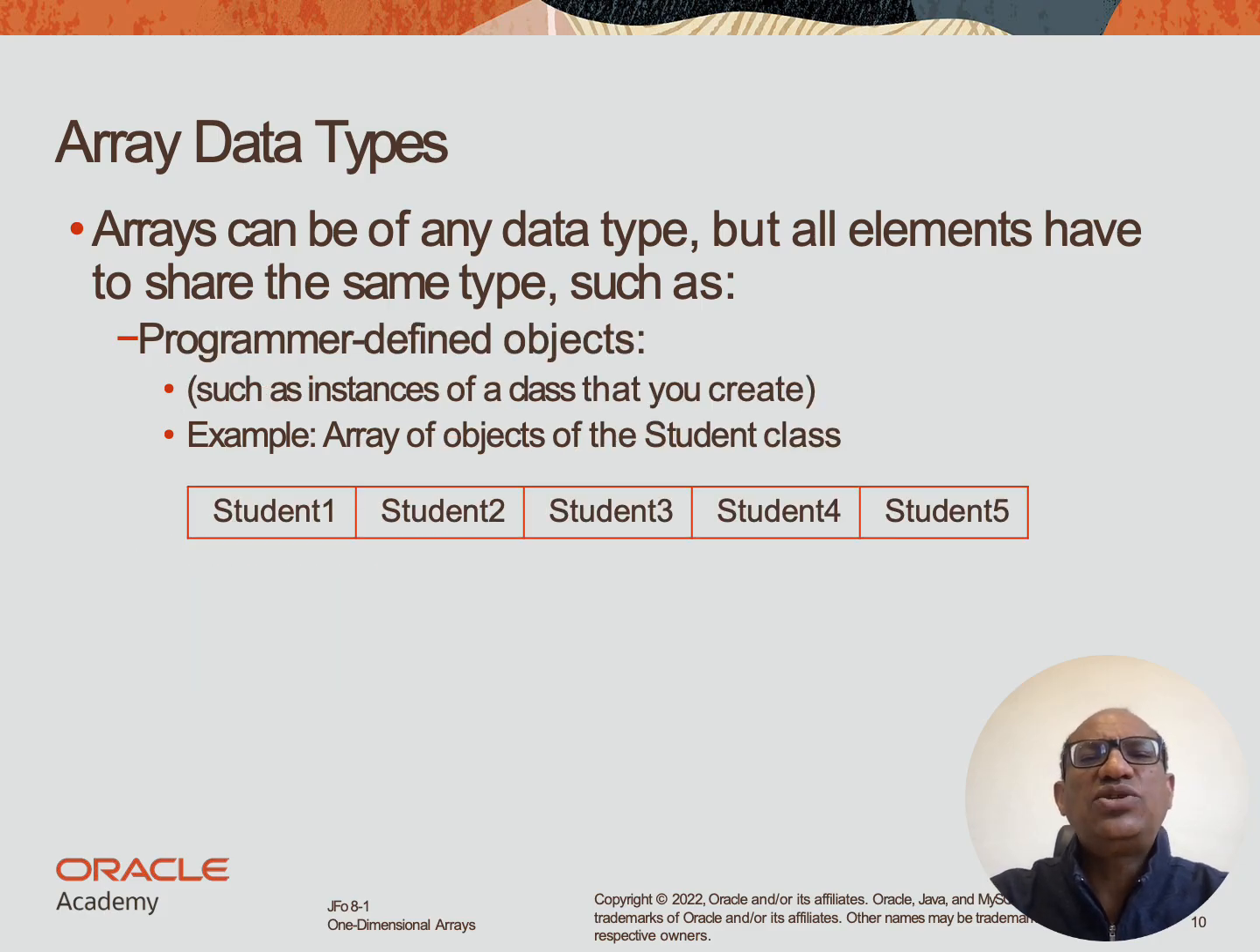You can also make arrays of your own classes. Student[] roster = new Student[30]. Now, each slot can hold a Student object.